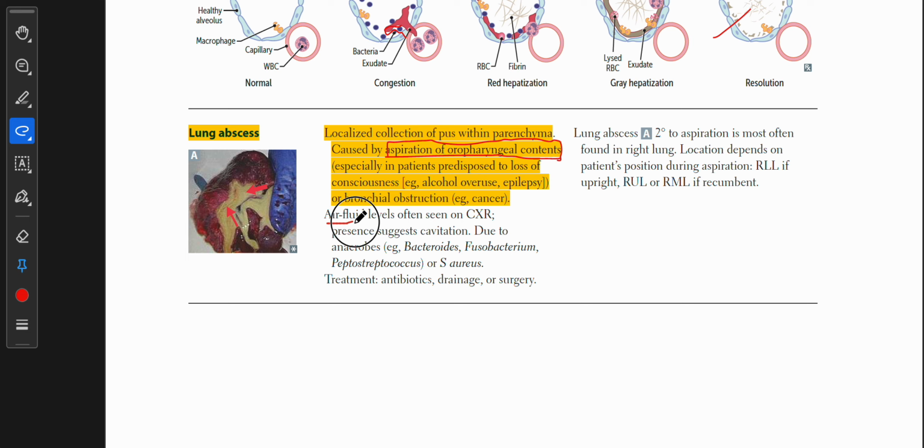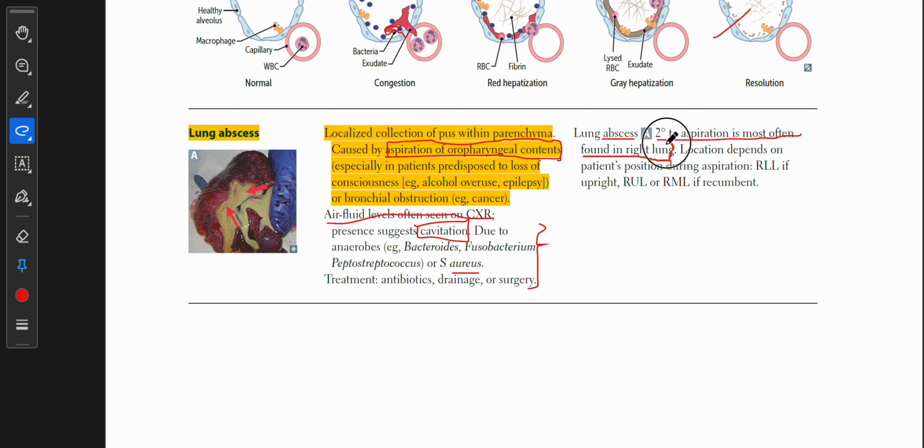There are air fluid levels often seen in chest X-ray. If in chest X-ray there are air fluid levels, it suggests cavitation, and it is due to anaerobes like Bacteroides, Fusobacterium, Streptococcus, or Staphylococcus aureus. Treatment is antibiotics, drainage, or surgery. In the figure we can see the lung abscess. It is secondary to aspiration in most cases.